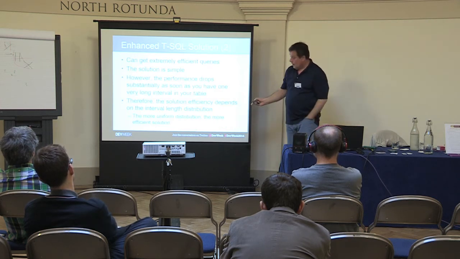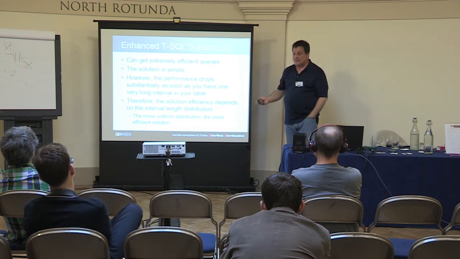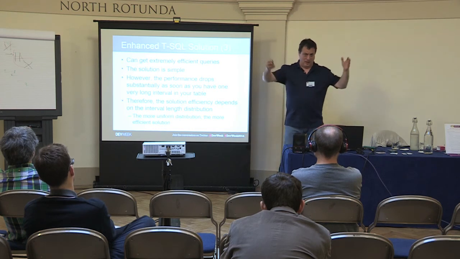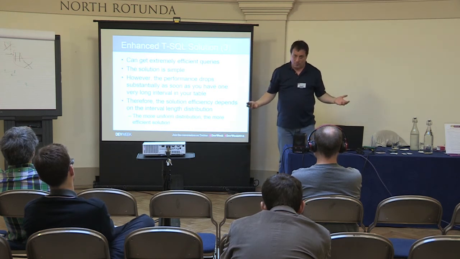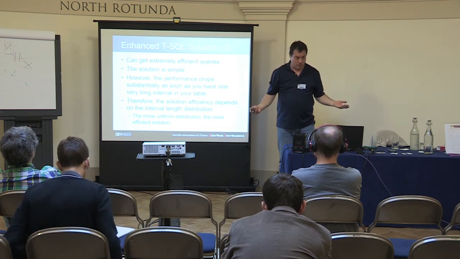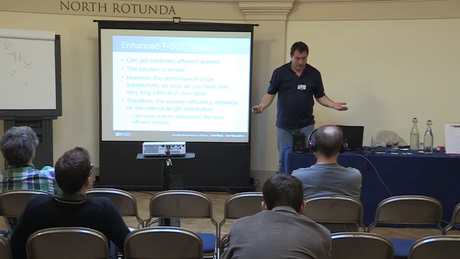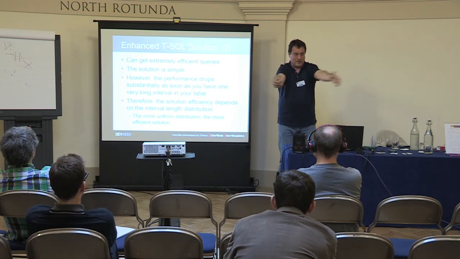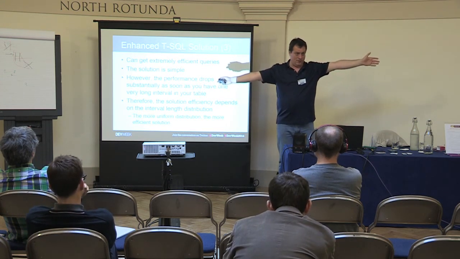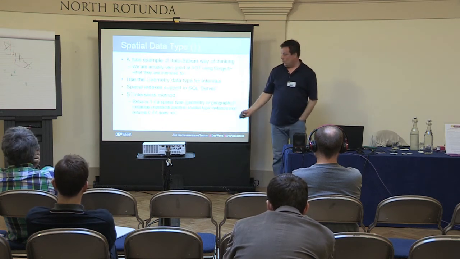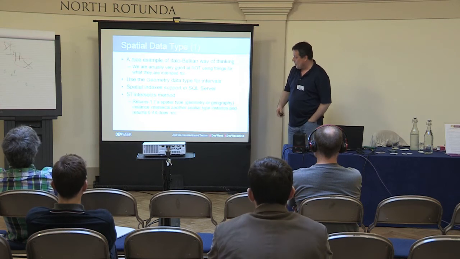So, efficiency depends on interval length distribution. If all intervals are long, no problem. Then you are actually searching for more rows because of small rows in overlap. The only problem is if you have mostly short intervals and then a couple of very long. Just one very long would spoil all of the results.